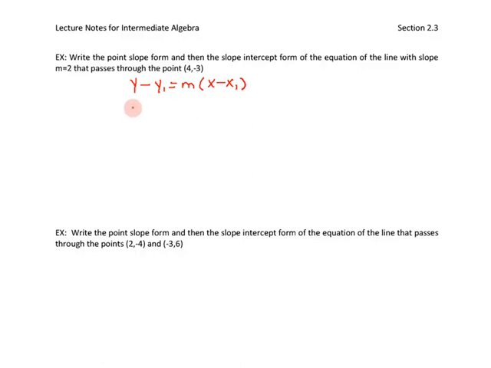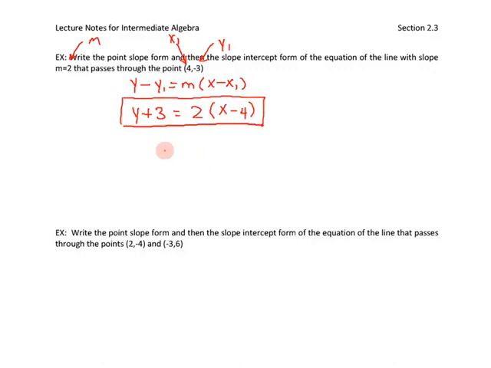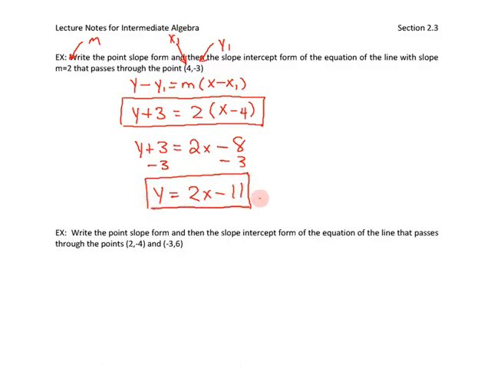Okay? So y minus, and here is your y1. Here is your x1, and of course there's your m. So y minus a minus 3 would be y plus 3 is equal to 2 times x minus 4. That answers the first question. That's point-slope. Now to find the slope-intercept, solve for y. So I begin by multiplying out the right-hand side. It would be 2x minus 8. Subtract 3 from both sides, and y is equal to 2x minus 11. That is the slope-intercept form for that line.